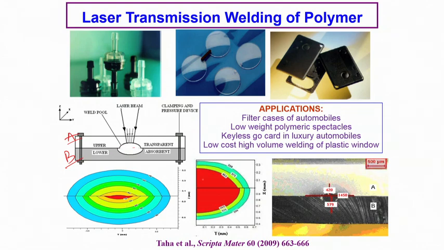So this allows various types of very specialized joining for automobiles, for spectacle glasses, polymeric substances, particularly the transparent ones, and various types of applications in automobiles possible, also for plastic windows and cards and so on. Now, this is just an example as to how this could be very, very useful.